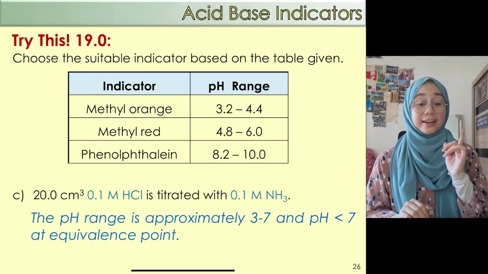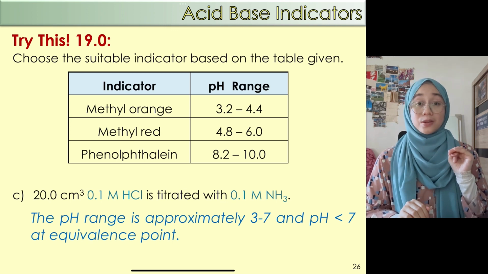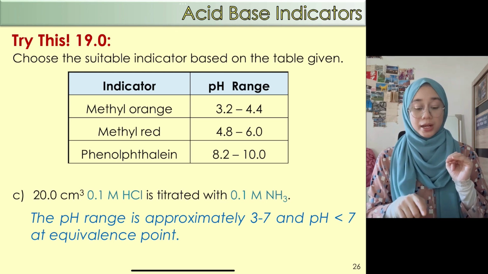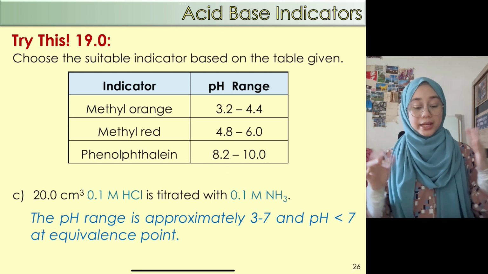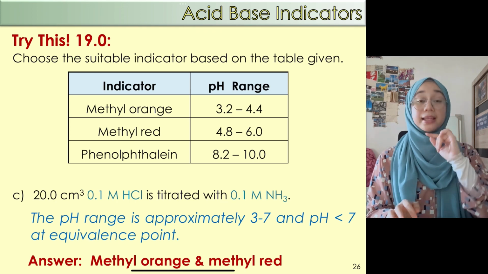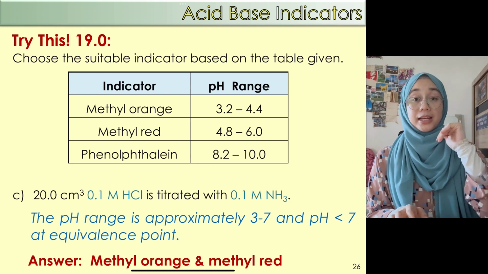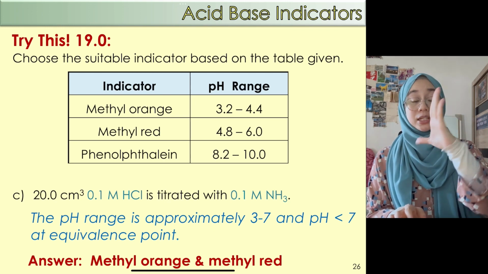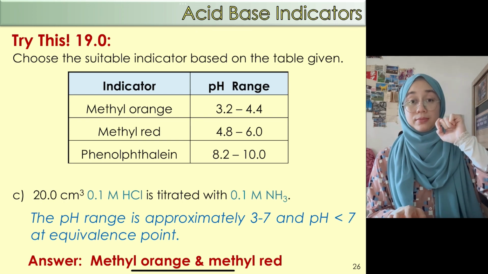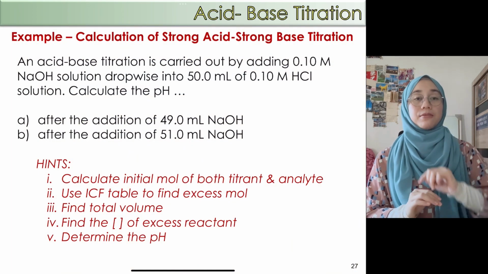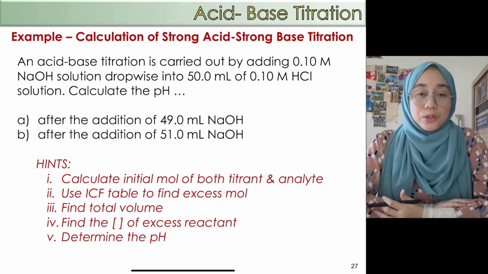Okay, so among our 3 indicators, which one is suitable for us to use? In this case, is phenolphthalein suitable? Does the range of phenolphthalein fall between 3 to 7? Obviously no. So the answer to this is only methyl orange and methyl red. Okay, so Miss hopes you can identify the suitable type of indicator here. Make sure the range falls within the steep pH range. Okay, and then right, next part, class, let's have a look at calculation. Calculation of strong acid and strong base titration.